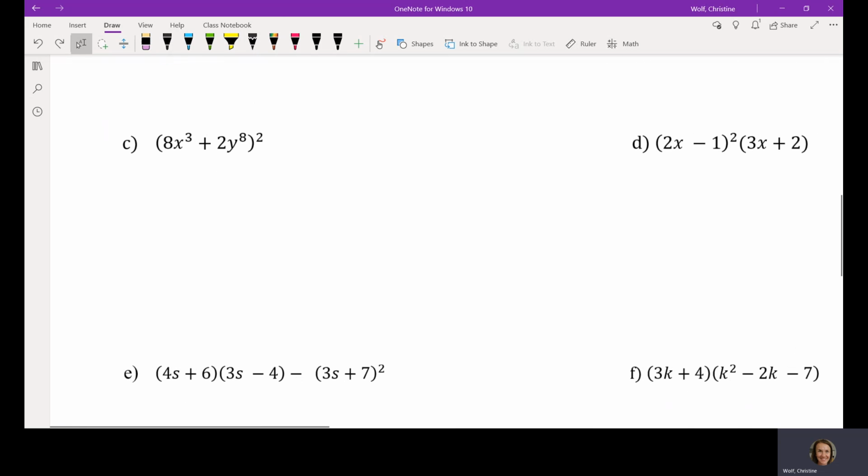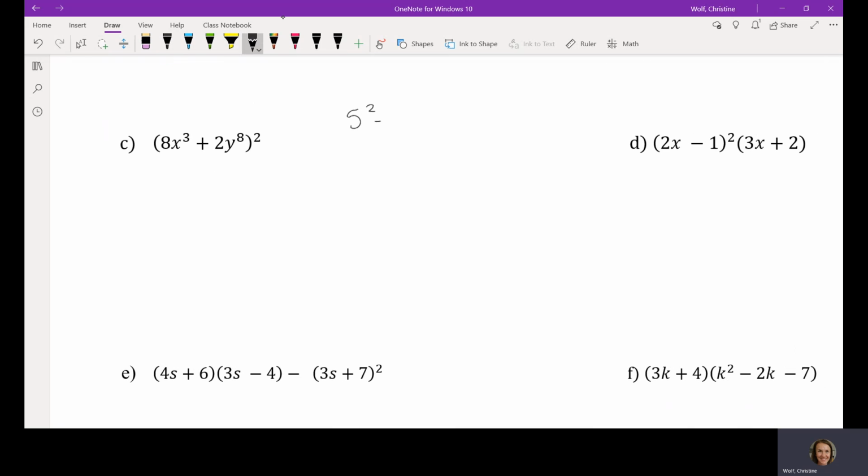As you guys know, if I have something like 5 squared, that means it's 5 times itself, right? So same thing here. I am saying I want this bracket times itself. So it's really going to look like 8x cubed plus 2y to the 8, close bracket, times itself. So I rewrite it. And that's what the question's asking you to do, okay? So I'm going to start to go a little bit faster on this one because it's similar to example A and B. We're multiplying two binomials.